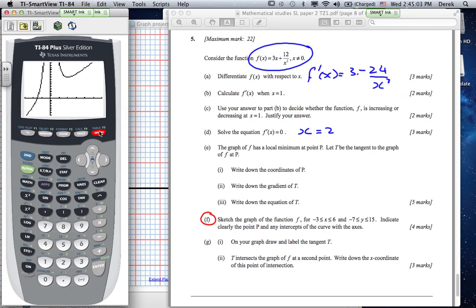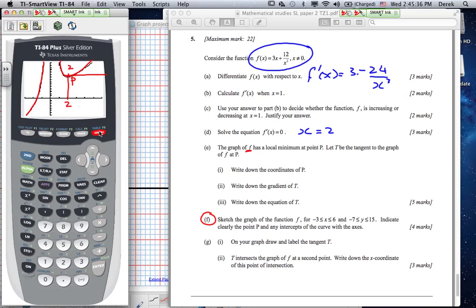Now in this one it says solve the equation f prime of x is equal to 0, which is where this graph has slope equal to 0. Hopefully you can see that the slope is equal to 0 at that point over there, and we can see that that is your point 2 for x. Okay, so we've got that. That will be useful. So it says the graph of f has a local minimum at the point P. That is this point over here.